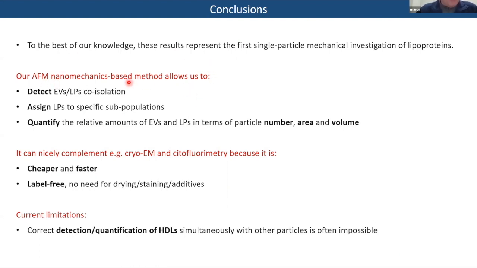But from the practical point of view, following this method, you can detect co-isolation of LPs in blood-derived samples. You can assign non-EVs to specific subpopulations, and you can quantify the relative amounts of particles in terms of number density, surface area, and cargo volume. And the method does not need any particularly advanced skill or equipment. It's quite fast, it's labor-free, so we think it's a nice addition to the pipeline of isolating EVs.